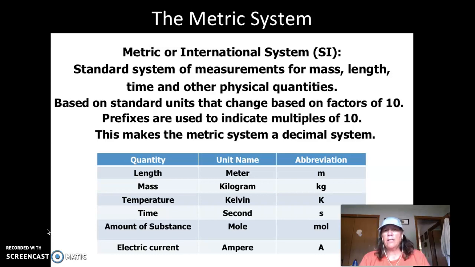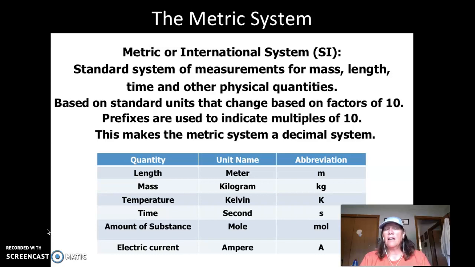Now, I know in the United States, we use the English system, which is weird because we're the only ones that use the English system. Even the English don't use the English system. But when you're taking measurements in science, we use the metric system because way more people use the metric system than the English system. So if you make a great discovery and you have all your information in inches and things like that, most people don't understand it. So we go with what people understand the most.